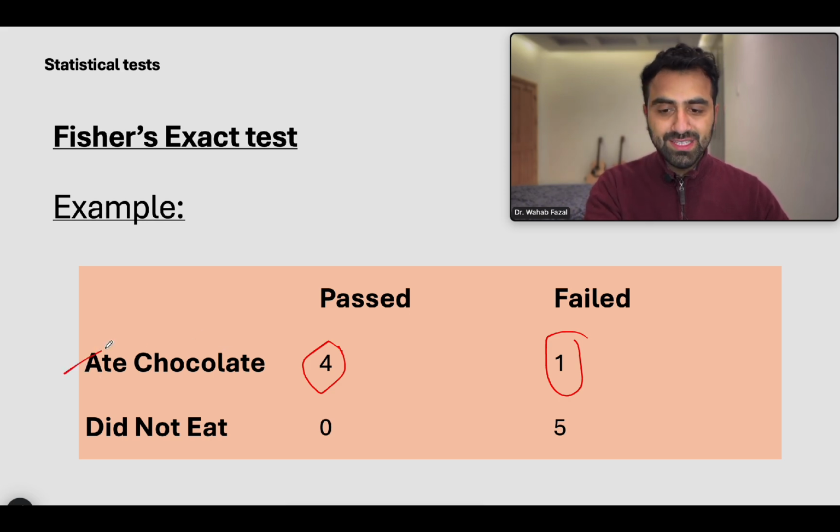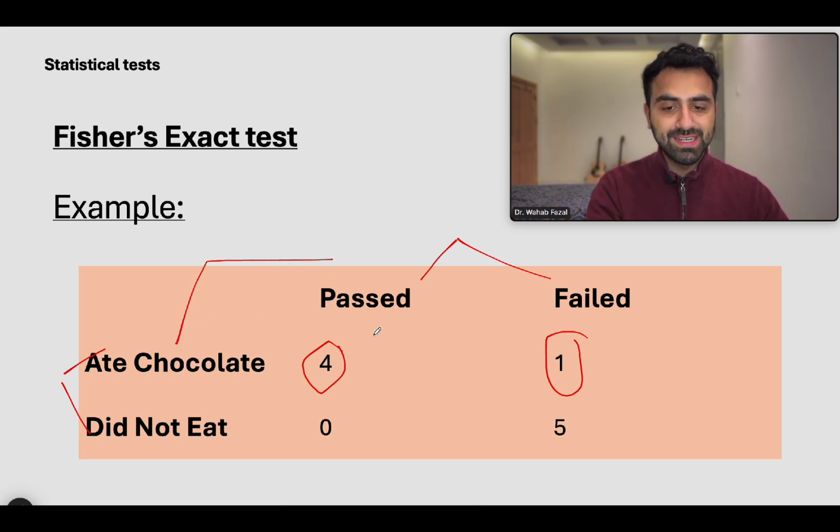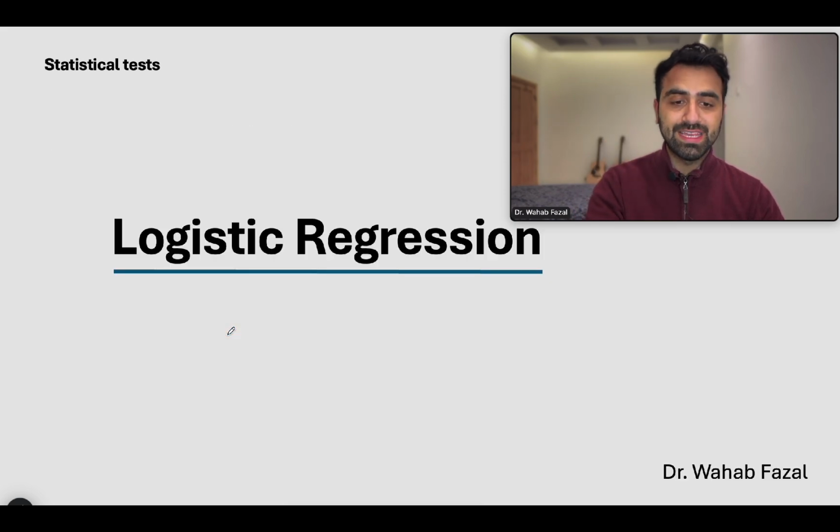The simple answer is whether you ate chocolate or did not eat chocolate, both qualitative. Whether you passed or you failed, both qualitative, cannot be measured in numbers. The relationship between the two is being studied, to see if eating chocolate has some effect on you passing the exam or not. That's the kind of statistical question being answered here, and that is exactly where you use a Fisher's exact test.